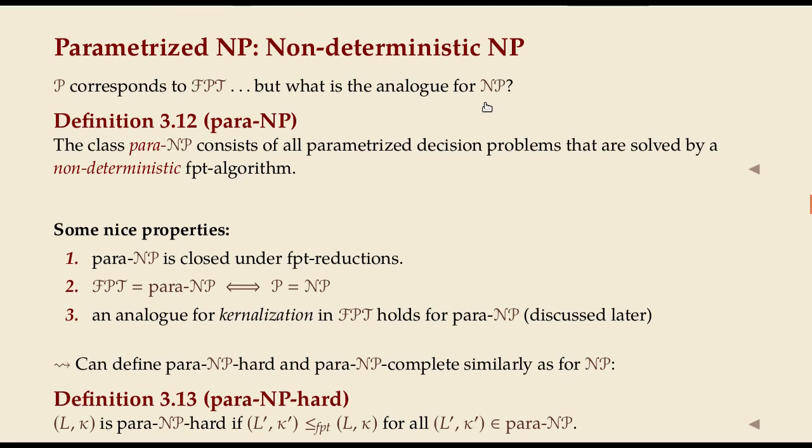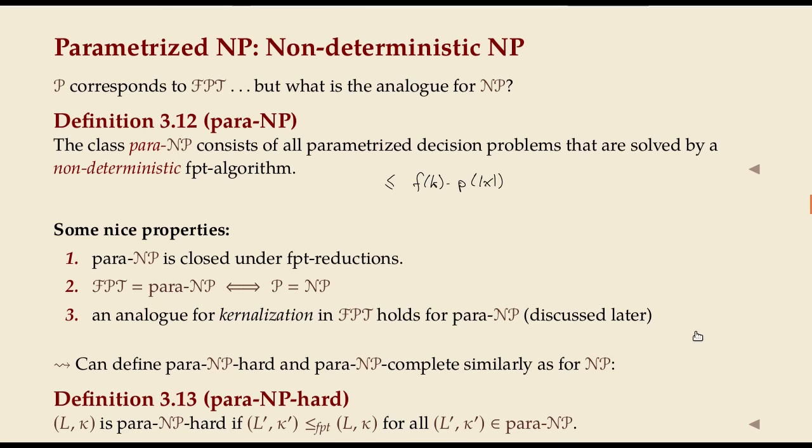The other definition for NP, the original definition for NP, was there's a non-deterministic algorithm that decides the problem in polytime. And this definition is easily generalized, and that's the class para-NP. So para-NP is the set of all problems for which there is a non-deterministic FPT algorithm, by which I simply mean a non-deterministic Turing machine whose running time has an FPT bound. So the running time is at most f of the parameter times the polynomial of the input size, like we've seen before.